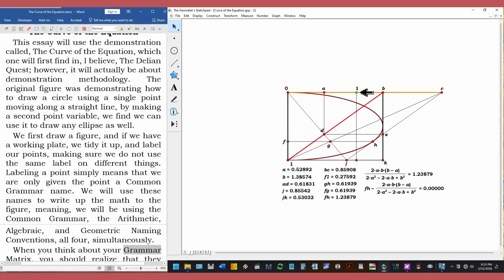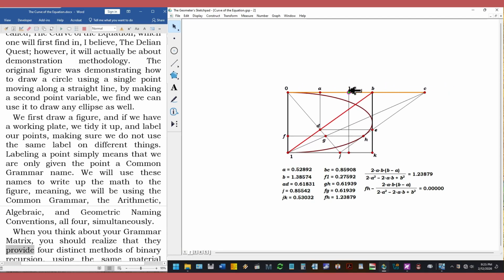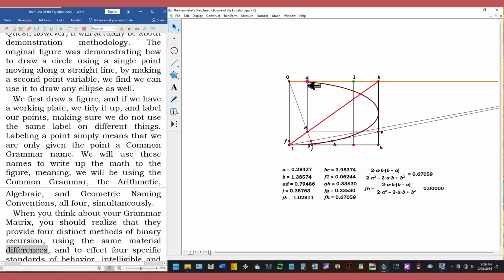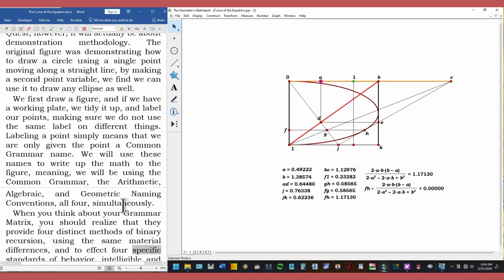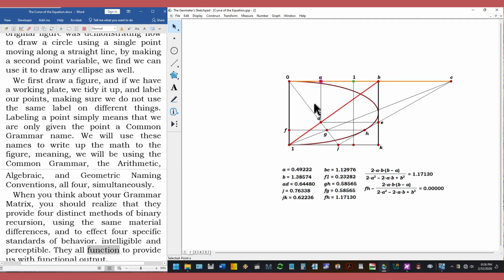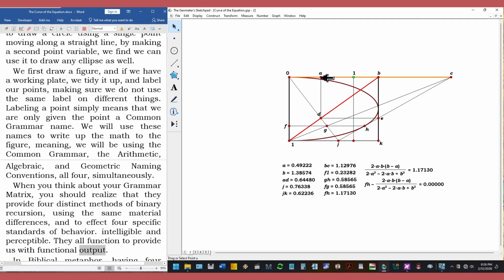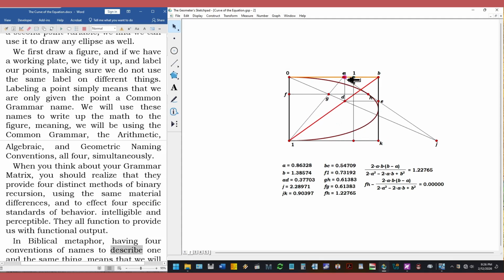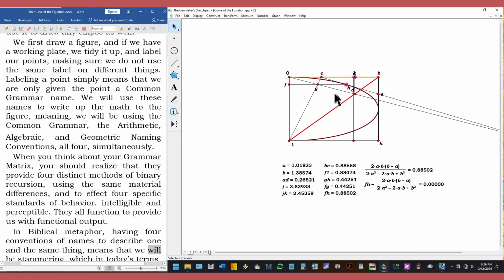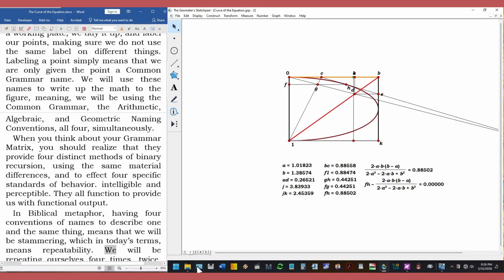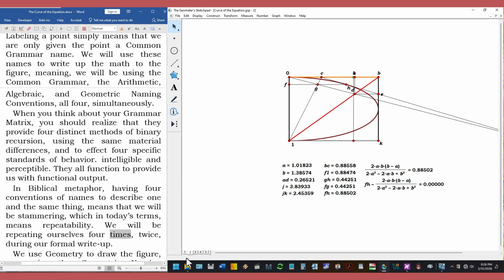When you think about your grammar matrix, you should realize that they provide four distinct methods of binary recursion, using the same material differences, and to effect four specific standards of behavior. Intelligible and perceptible, they all function to provide us with functional output. In biblical metaphor, having four conventions of names to describe one and the same thing means that we will be stammering, which in today's terms means repeatability. We will be repeating ourselves four times, twice, during our formal write-up.